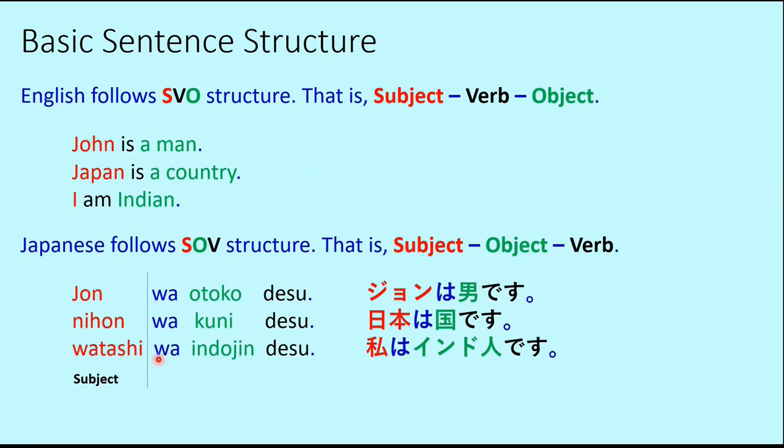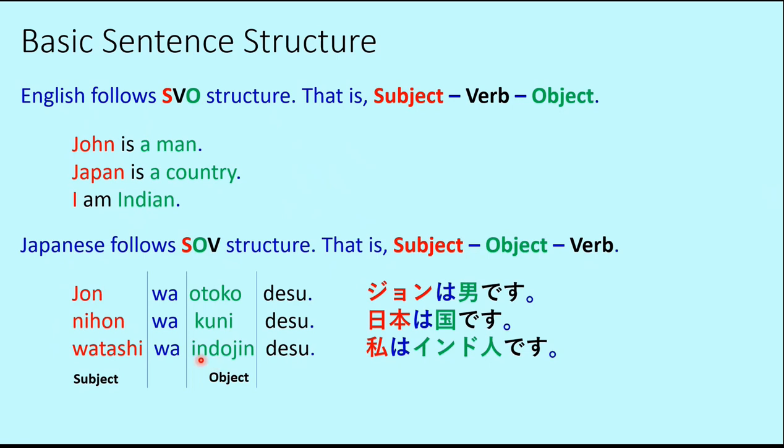These are the subjects. John in katakana will be written as Jon like this. Japan in Japanese is called Nihon and I is Watashi. Watashi means I in Japanese. So this is the subject; like English, in Japanese also it will come first in the sentence. Then the object, since this is an SOV structure. Otoko means man. Kuni means country and Indojin means Indian.